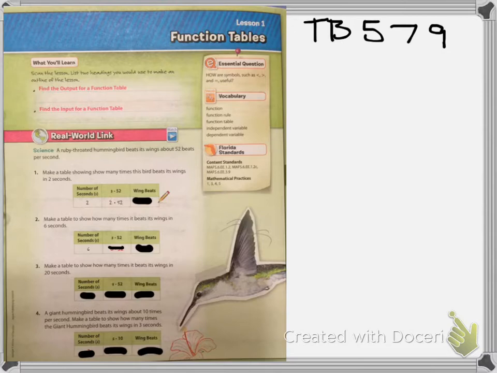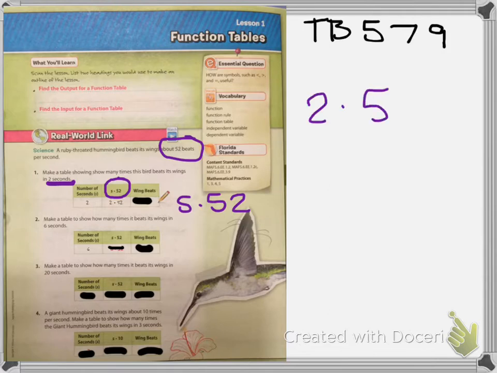So the number of seconds they're asking about is the 2 seconds. So that is right here. If you notice the 2 seconds right there. And they're asking you to use the function rule, which is up here. It's about 52 beats per second. So that's how they got S times 52. S times 52 was their problem. And they want to know when S is 2, so 2 times 52. So this is an S.